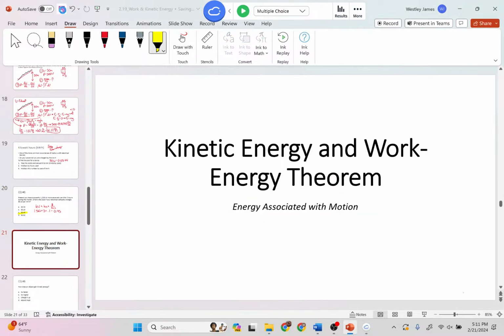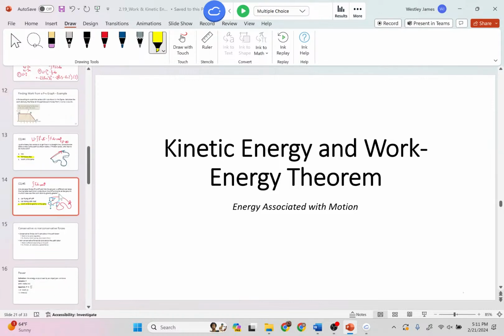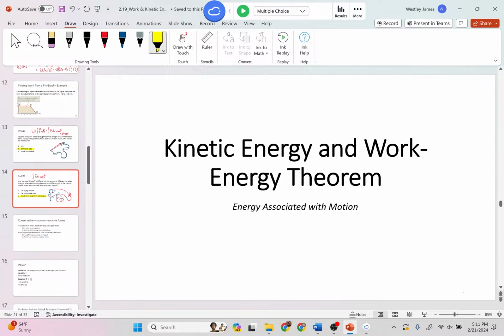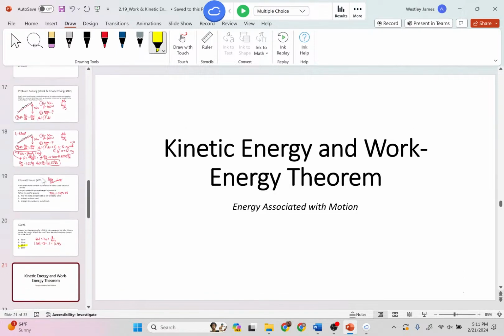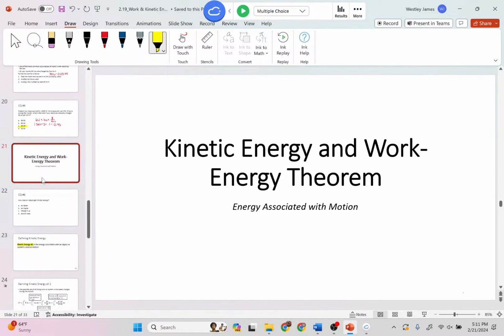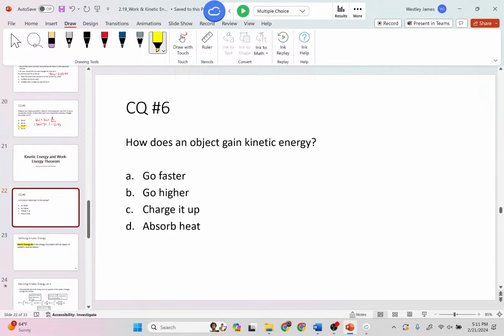Kinetic energy and the work energy theorem. It's going to be a really simple theorem. At this point, the rest of this will go much smoother. We've done the concepts, which are the hard things here. The next concepts aren't too bad.